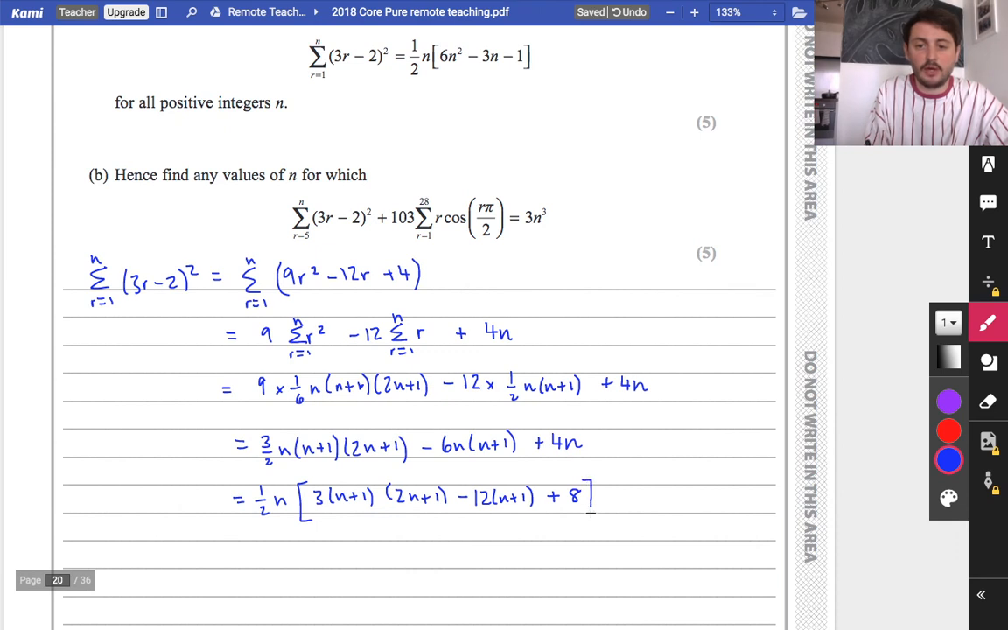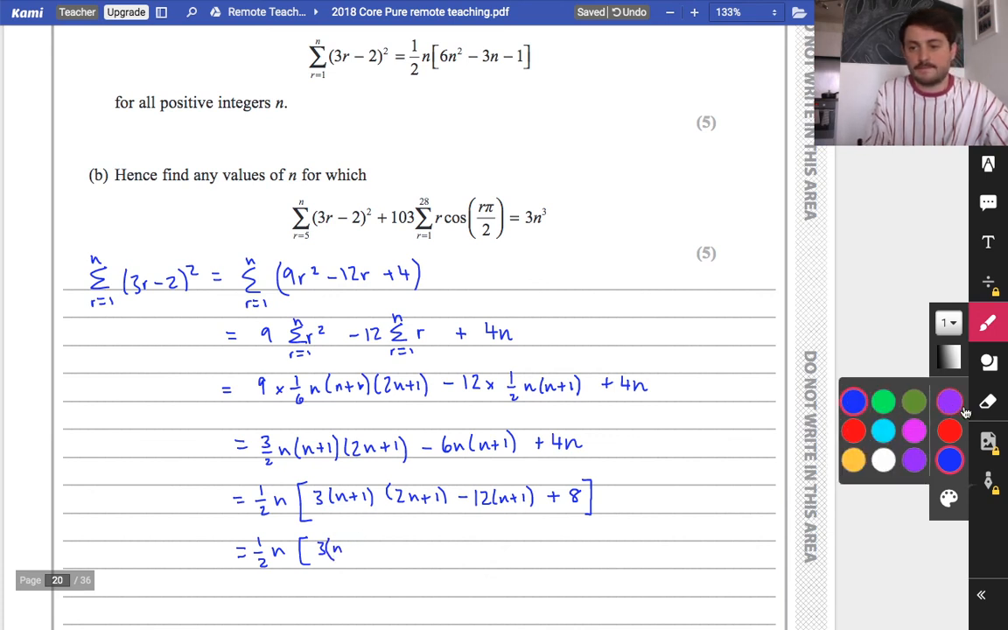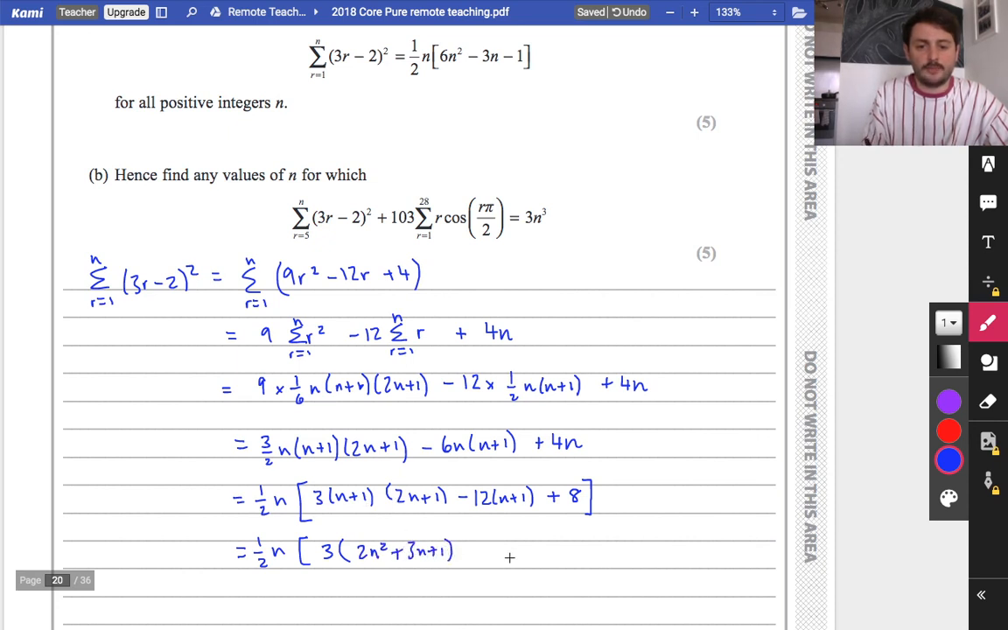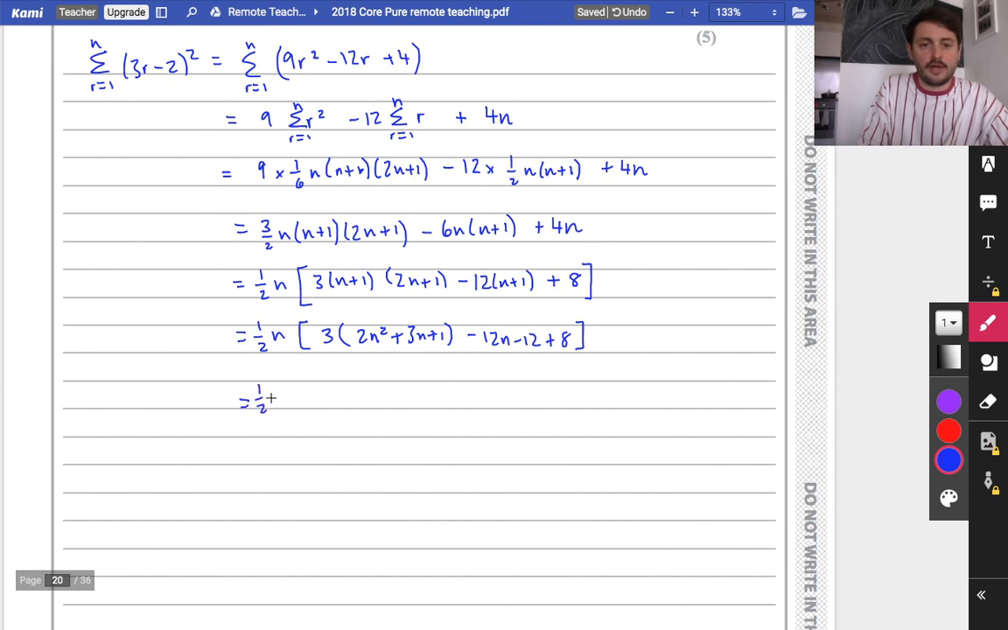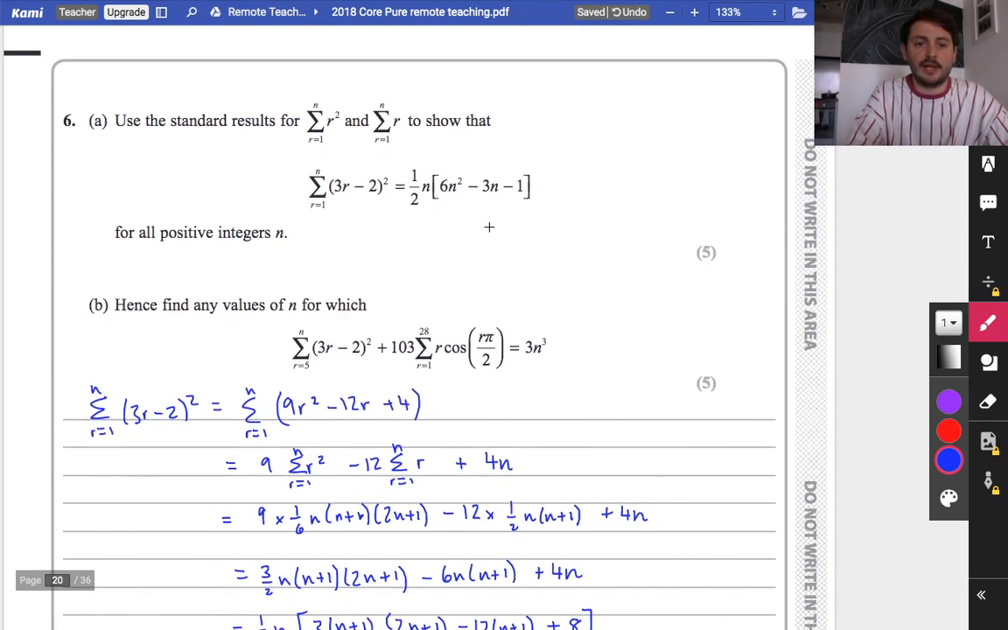Okay, you can expand it to check if that works. I'm hoping this whole thing here is going to collapse into this thing. So I have a half n, 3, whoops, let's expand brackets properly. So this expands to 2n squared plus 2n plus n, so that's plus 3n plus 1, minus 12n minus 12 plus 8. So that's a half n, 6n squared plus 9n plus 3, minus 12n minus 12 plus 8, which is a half n, 6n squared minus 3n, and that's minus 1. Great. That's exactly what we've got.